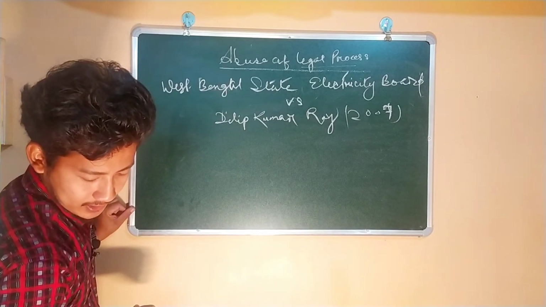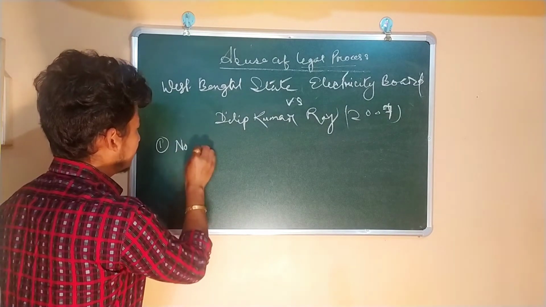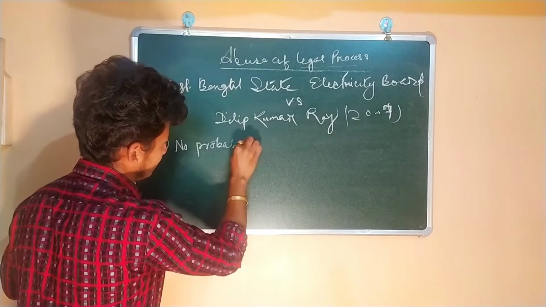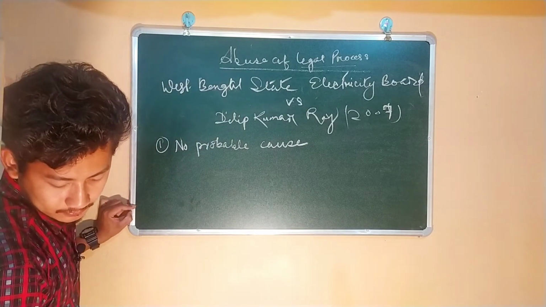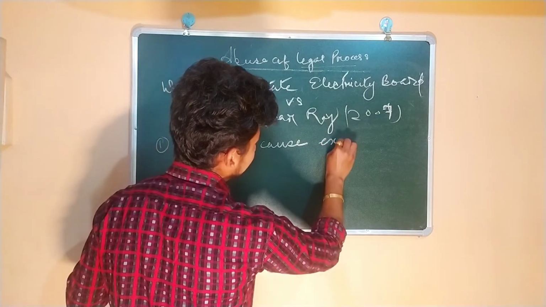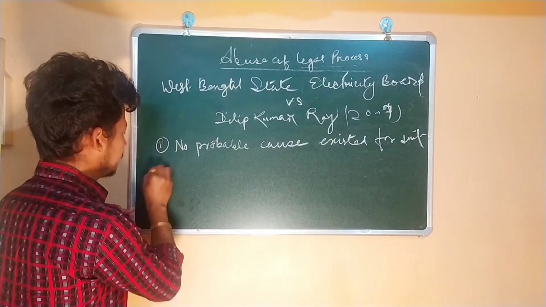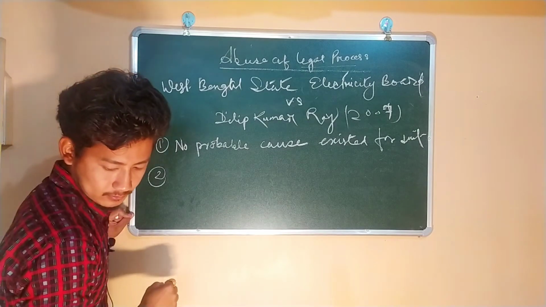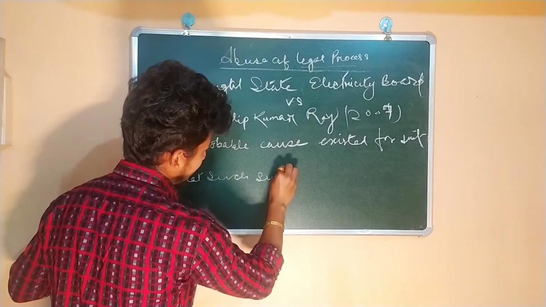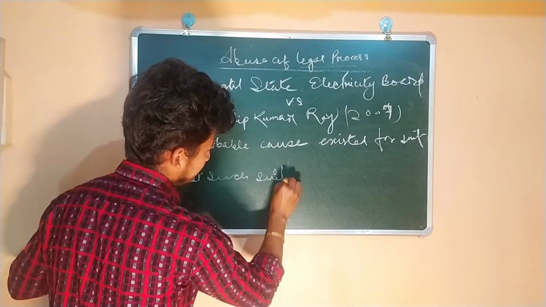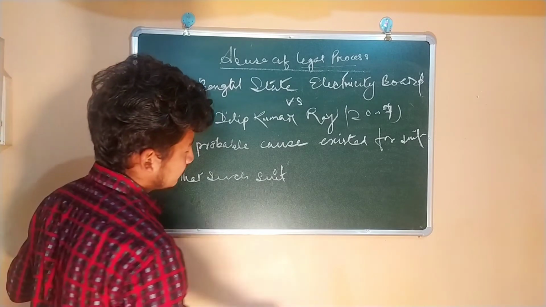So the essentials were: number one, no probable cause existed for the suit. And number two, that such suit terminated.